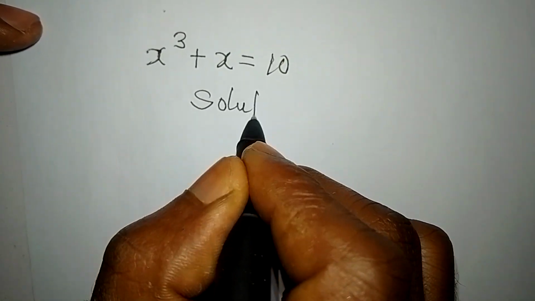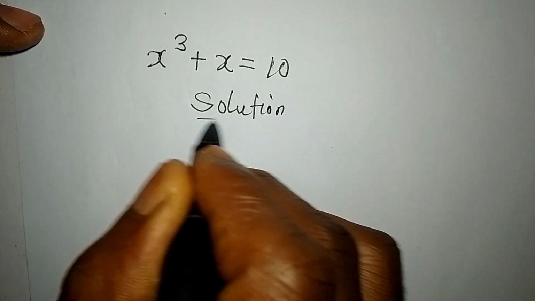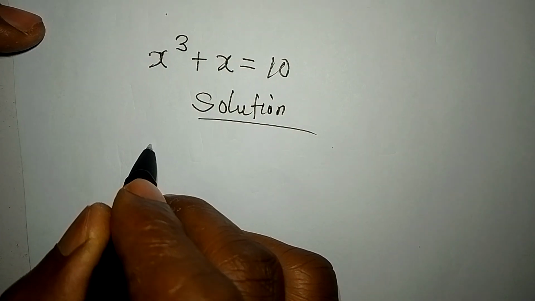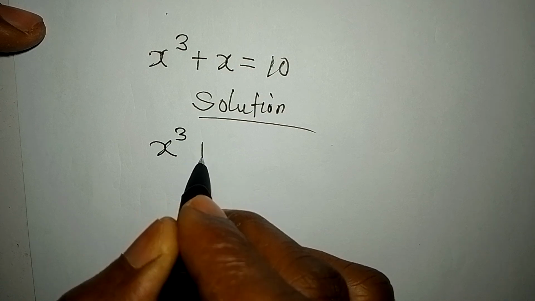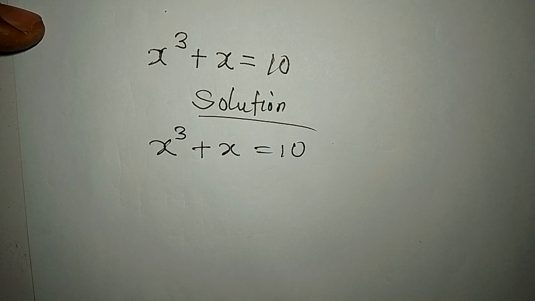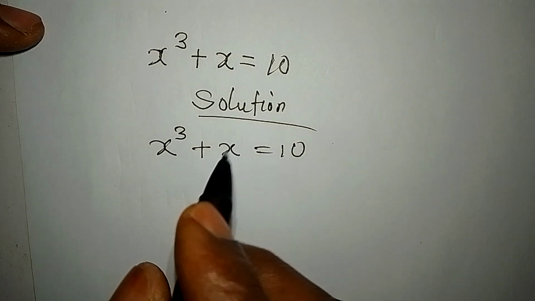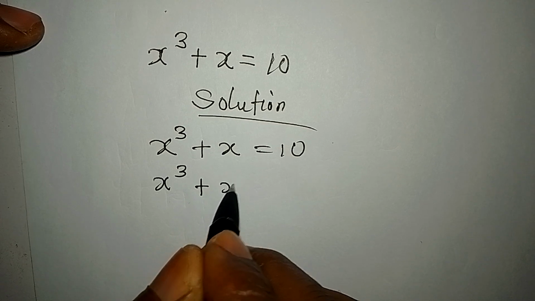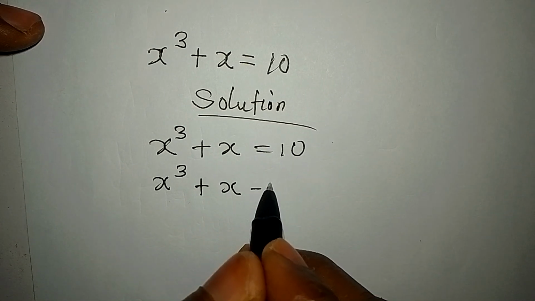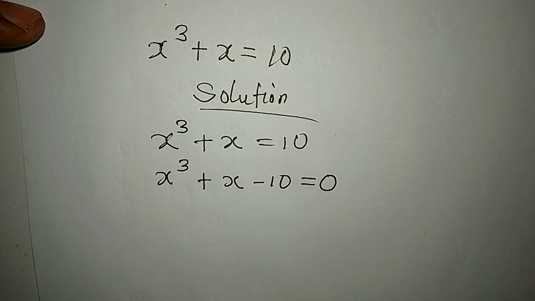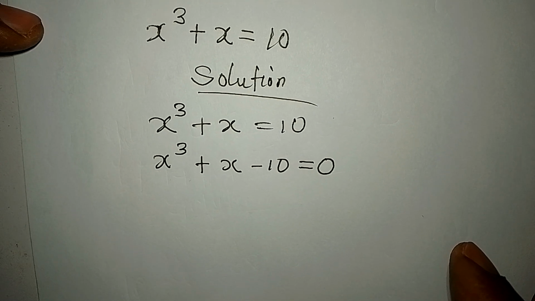Let's provide the solution to this problem. We have x to the power of 3 plus x equals 10. Remember, the question says we should provide all the solutions to this problem. So write x to the power of 3 plus x minus 10, equal to 0. Now from here, how do we factorize this?